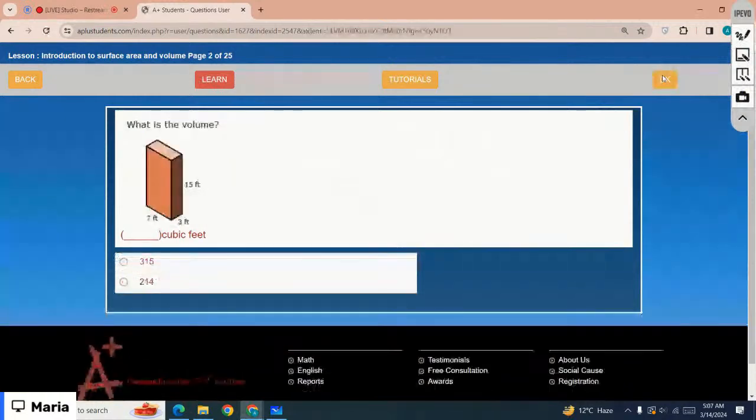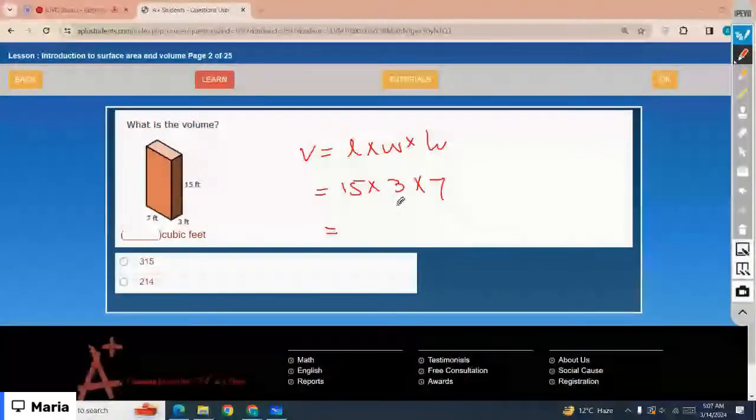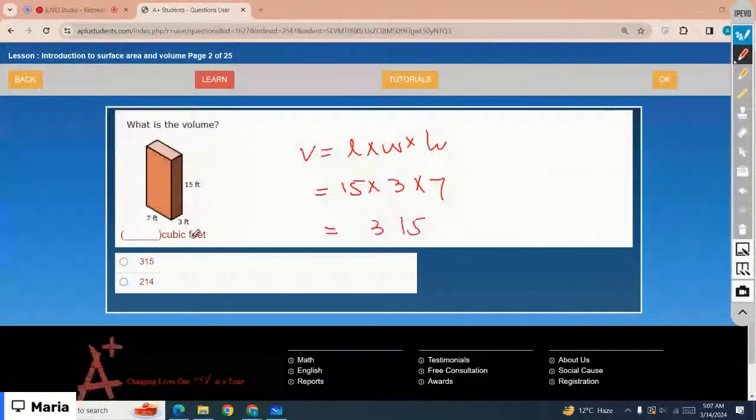The next one is again you have to calculate the volume. What is the volume? The volume is length times width times height. So that would be 15 times 3 times 7. That is 315. The correct option is option number 1, that is 315 cubic feet. Got it?